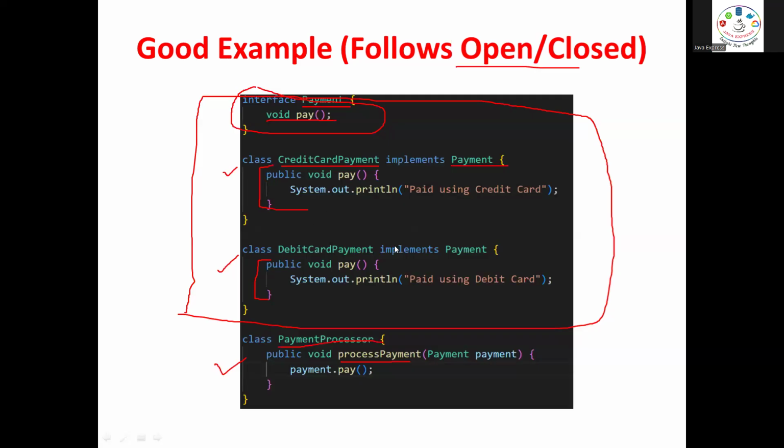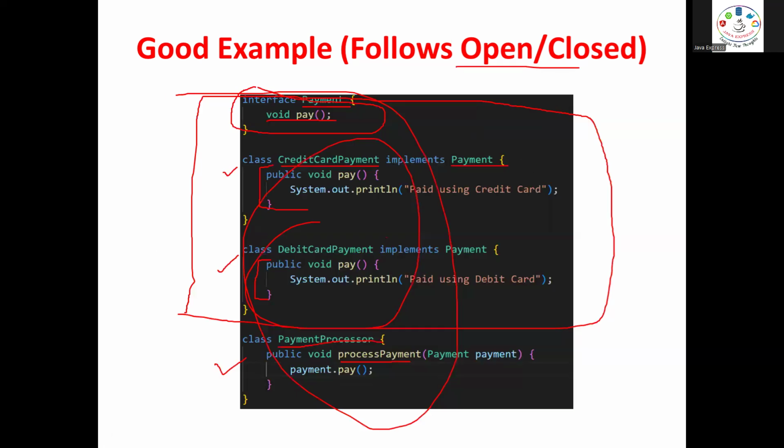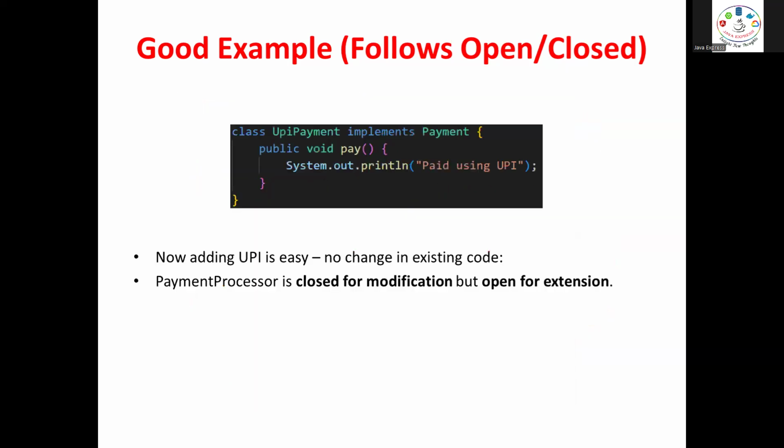Generic method. Imagine you need a UPI payment. You don't need to touch this whole piece of code. You don't need to touch it. You can just introduce a new class. Open for extension, closed for modification. I am not modifying existing code. I am adding a new feature, a new benefit, UPI payment. I just wrote a pay method. Now adding UPI is easy, so no change in existing code. Previously in the payment processor we needed to change the if else conditions. Now it is closed for modification but open for extension here, guys.